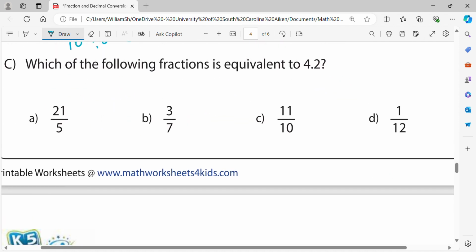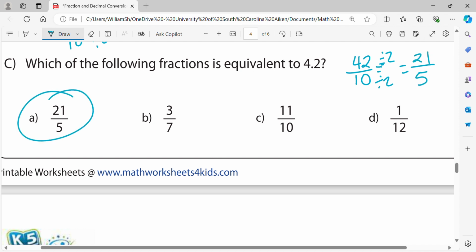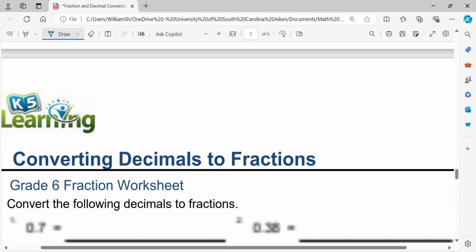Very easy. Now C wants to know which of the following fractions is equivalent to 4.2. Okay, so we're converting 4.2 to a fraction. Let's just do it. Okay, that 2 is in the tenths place. So I need to put 42 over 10. Okay, then I can reduce. Okay, what goes into both of these? I know at least a factor of 2. So I'm going to divide both by 2. 10 divided by 2 is 5. 42 divided by 2 is 21. Looks like answer choice A. Let's continue on with some practice.